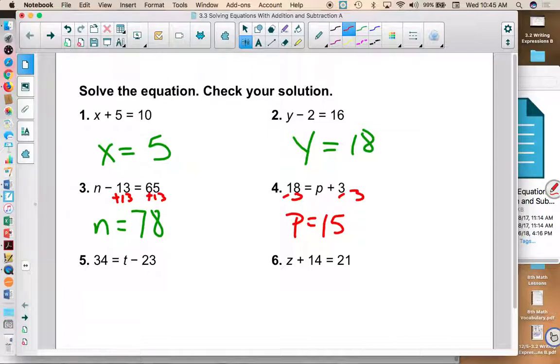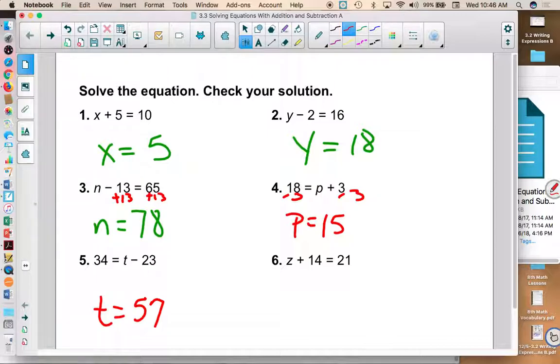I agree. Number 5, 34 equals t minus 23. What's the value of t? Caden: 57. t equals 57. How do you know that, Caden? Because you add 23 to both sides. Add 23 to both sides, or 57 minus 23 equals 34, right? Yeah. Okay. What about number 6, the last one?